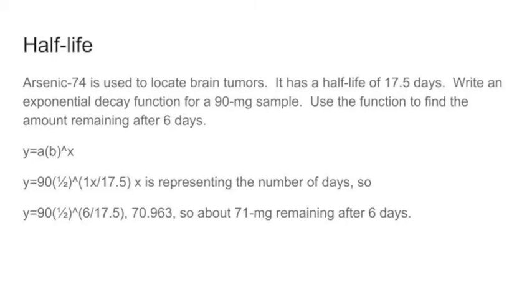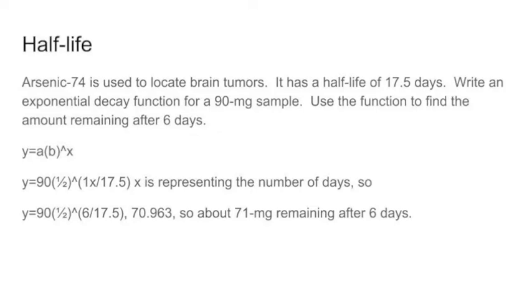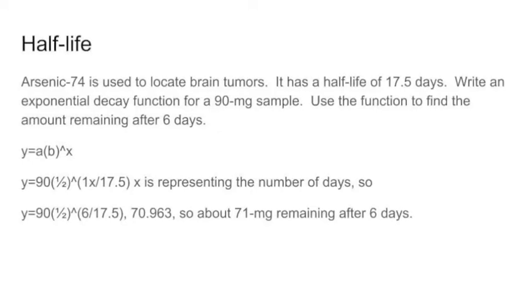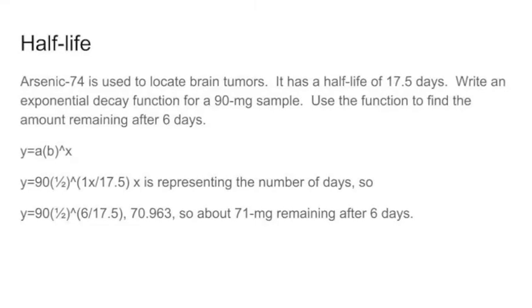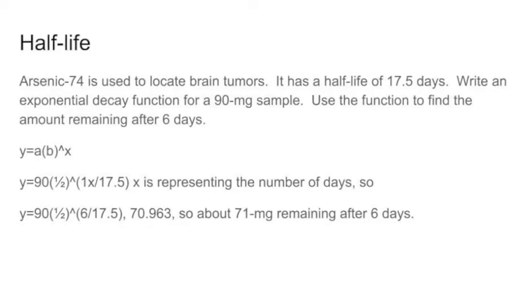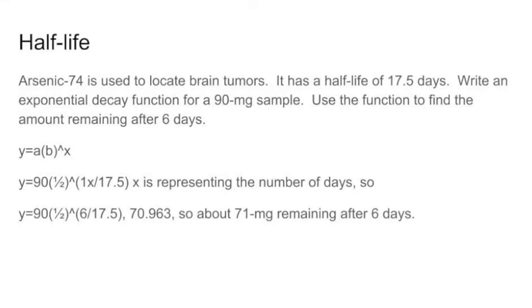Okay, many of you chem students already know this, but let's talk about half-lives. So here's a problem you might have. Arsenic-74 is used to locate brain tumors. It has a half-life of 17.5 days. What half-life means is that in 17.5 days, this sample, this milligram, whatever this arsenic-74, will have half of it left. And that happens in 17.5 days.